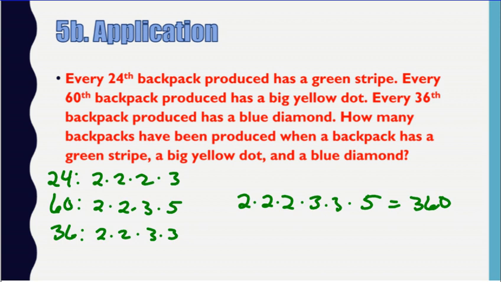So 360 backpacks have been made before you get one that has green stripe, big yellow dots, and a blue diamond. So that is our lesson today on finding the least common multiple.